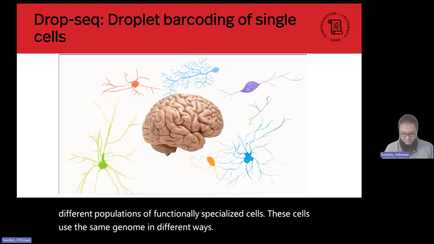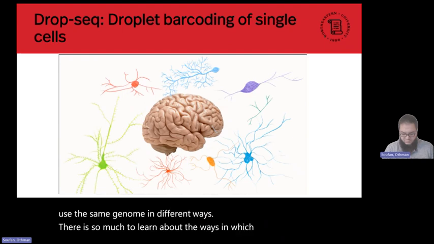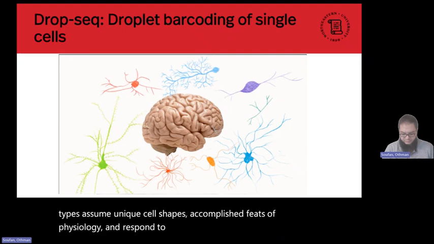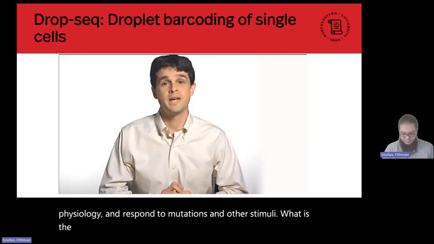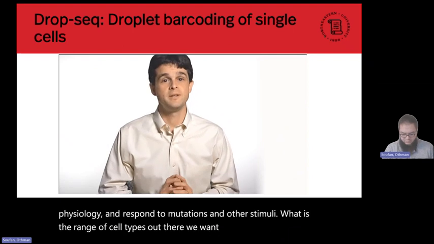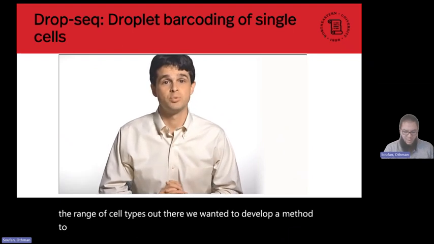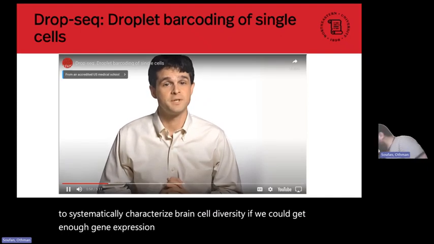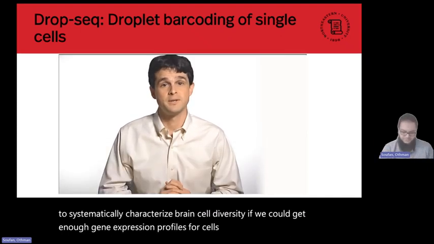There is so much to learn about the ways in which specific cell types assume unique cell shapes, accomplish feats of physiology, and respond to mutations and other stimuli. What is the range of cell types out there? We wanted to develop a method to systematically characterize brain cell diversity. If we could get enough gene expression profiles from these cells, we thought we might start getting answers.